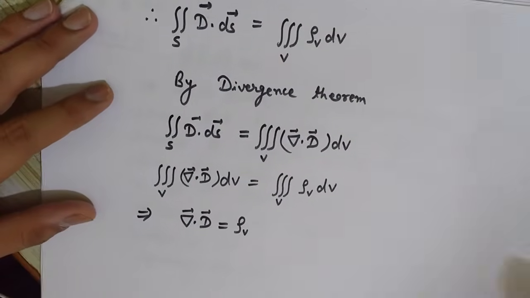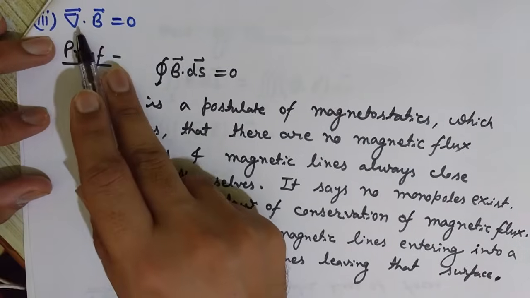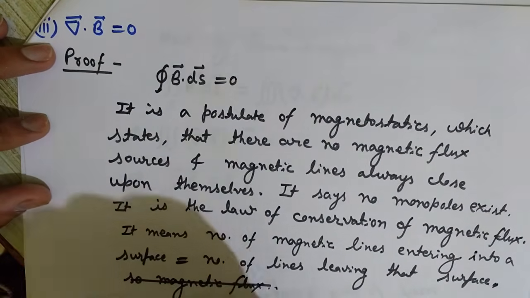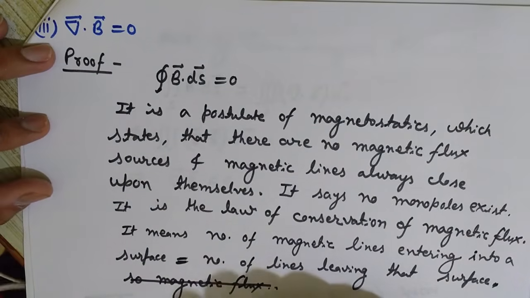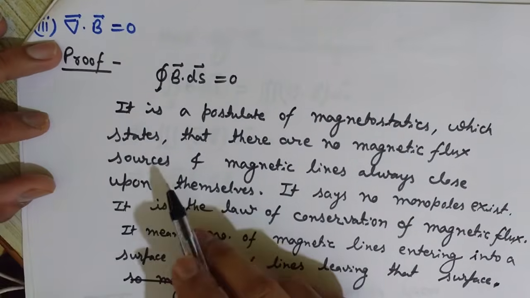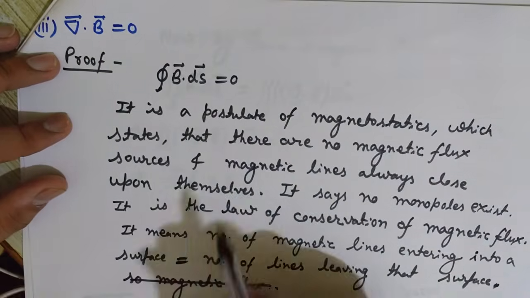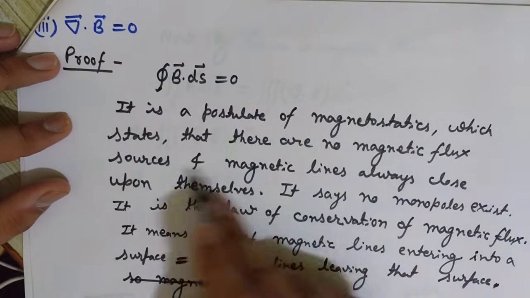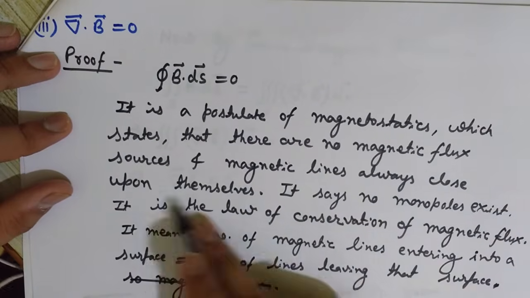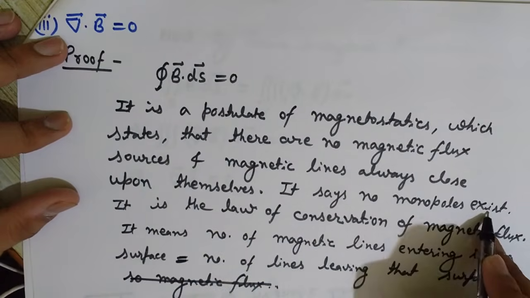Now let's come to the third Maxwell's equation. The third Maxwell's equation is the divergence of B equal to 0. This is again an important equation. So how can we derive it? Actually, it is based on the postulates of magnetostatics, which state that there are no magnetic flux sources and the magnetic lines always close upon themselves. And it says that no monopoles exist.